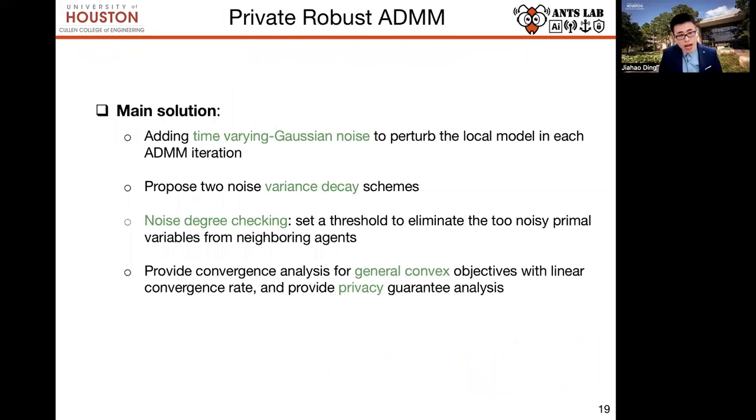So our main solution is to add a time-varying Gaussian noise to perturb the local model in each ADMM iteration. And we propose two noise variance decay schemes. And we also use a noise degree checking method to set a threshold to eliminate the noisy primal variables from neighboring agents. And we provide the convergence analysis for generally convex objectives with a linear convergence rate, and provide the privacy guarantee analysis. I will introduce the techniques one by one.